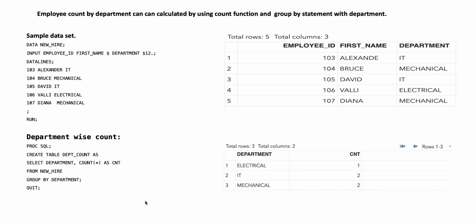From the second set of code, we use Proc SQL semicolon, create table department_count as, that means we are creating a table, its name is department_count. Select department comma count star as CNT, that means we are selecting department and counting the number of employees, and it is renamed as CNT.